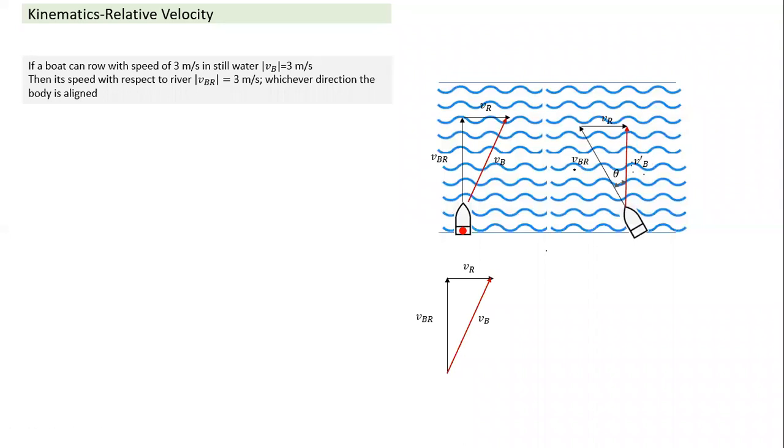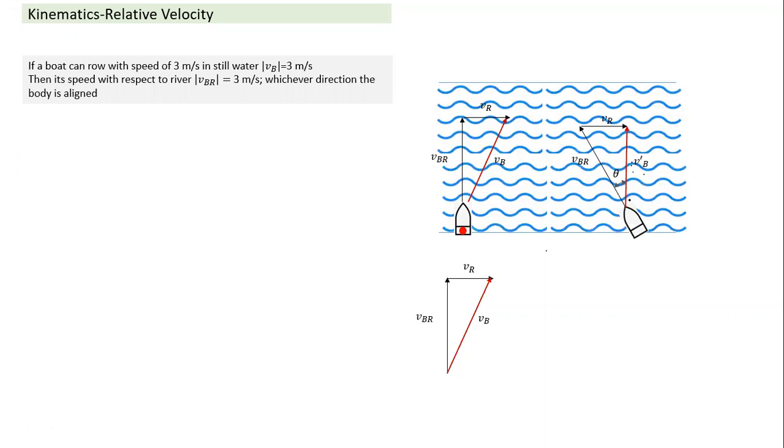Depending on how the boat is rowed, that will depend on the person rowing the boat. Depending on the orientation, this velocity will keep on changing. So by changing orientation, what are we changing? We are changing the alignment or direction of this vector. This vector remains the same, but the moment you change this vector, even though this remains constant, this also will change.